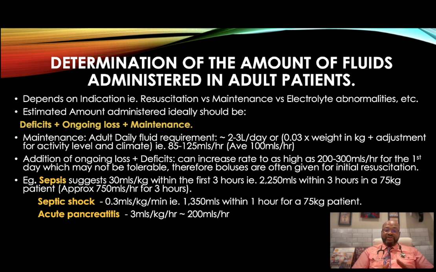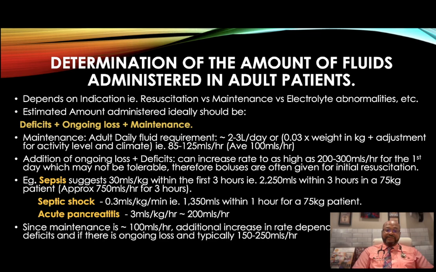In acute pancreatitis, we do 3 mils per kilogram per hour, which is about 200 mils per hour. So these are special cases where we modify. So it's not clear-cut deficits plus ongoing plus maintenance. We give boluses in certain situations, and then we begin to titrate down as the patient responds to treatment.